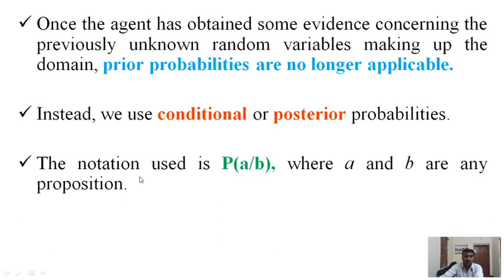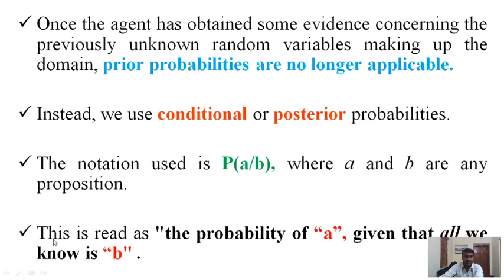So the notation used is P(A|B), where A and B are any propositions. This can be read as the probability of A given that all we know is B. So to find out A, we want to know B.